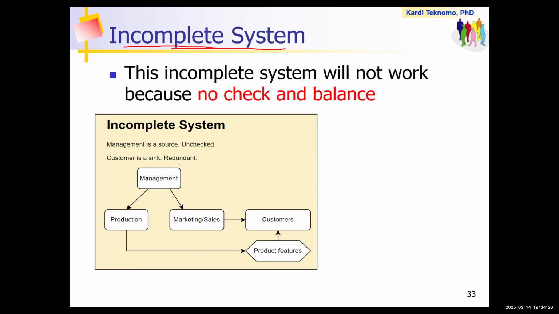So look at this. The management is the source, so this is practically dictatorship. Again, the customer is the sink, so you can just remove the customers. Once you remove this, the two of them become sinks. Eventually, only management becomes the actual system. So this is not good. Yeah, an incomplete system.